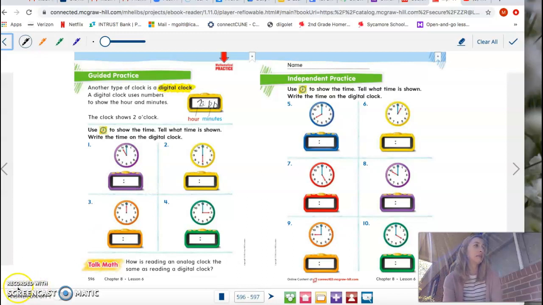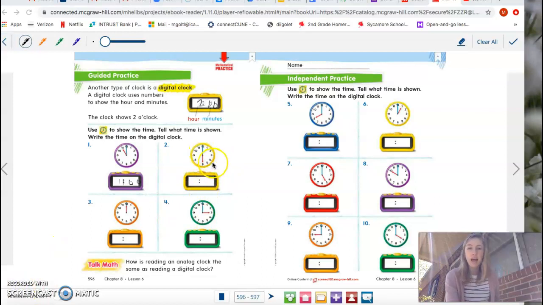Uh-oh, there's a bee coming. Woo! Okay, we're good. All right, number 1, we need to look at this clock. What time is it showing? Well, the red hand, the short one, is the hour hand. Oh, there's a bee. Okay, we're good. The red hand is the hour hand, and it's pointing to what time? You're right, 11. So we write 11, and there are no minutes because it's right on the hour. 00. Good job. All right, let's keep going.